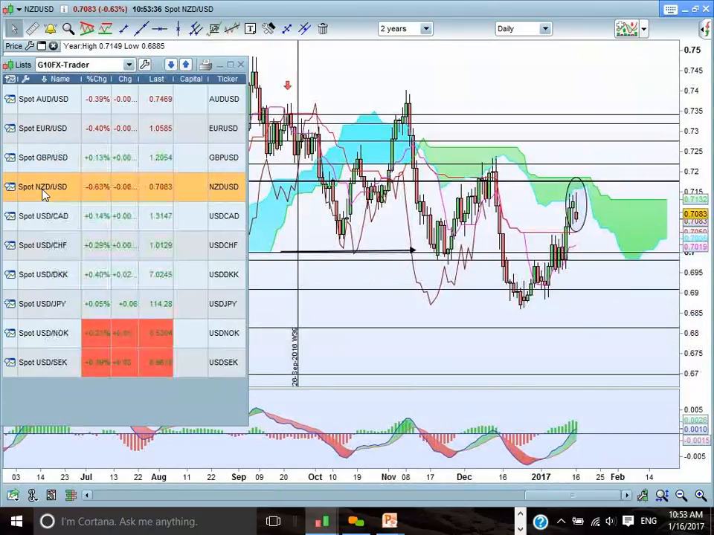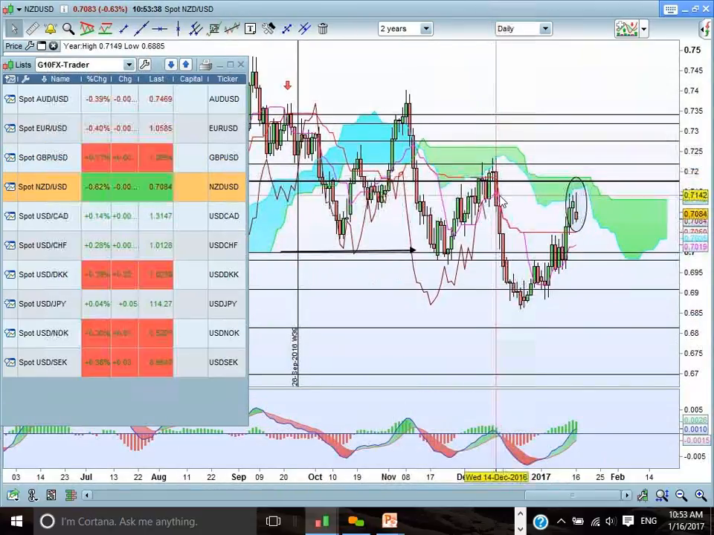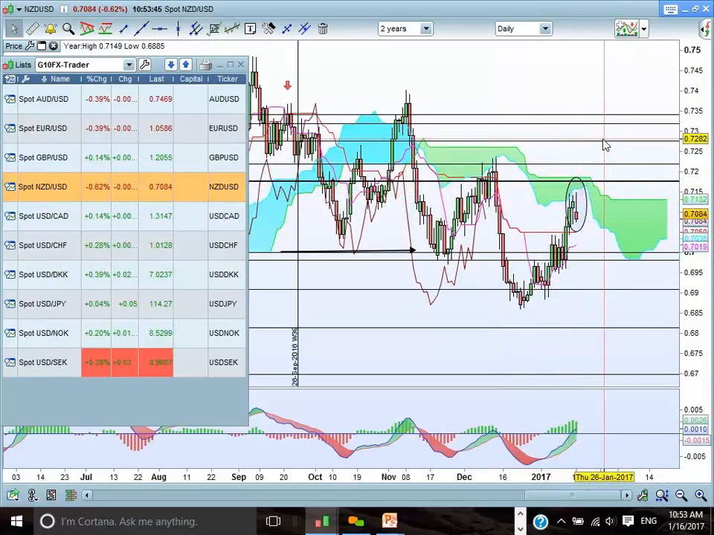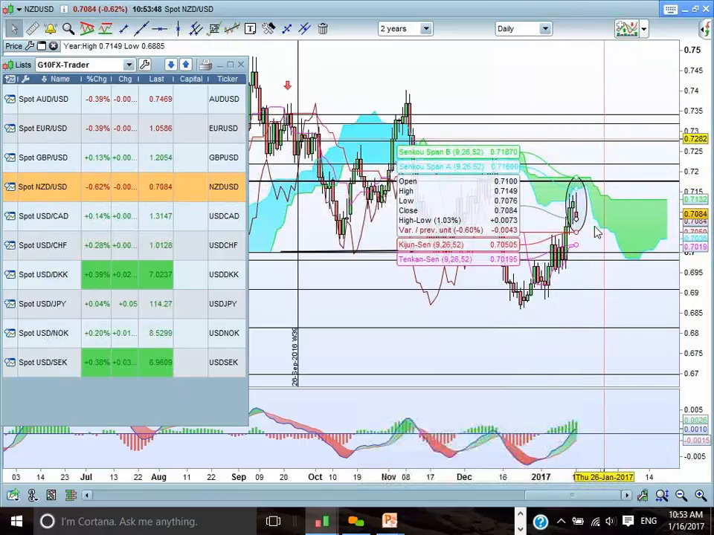New Zealand dollar, US dollar. A nice little rally there on a MACD buy signal. We're now at the bottom end of the cloud. Significant resistance zone. We need to see a breakout past this cloud to confirm a long-term buy on that.